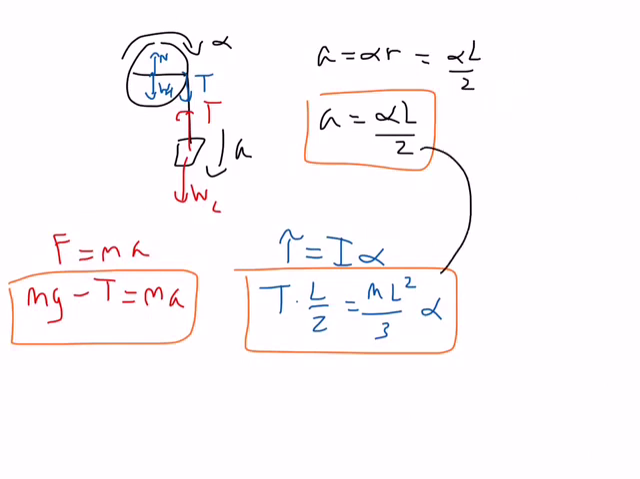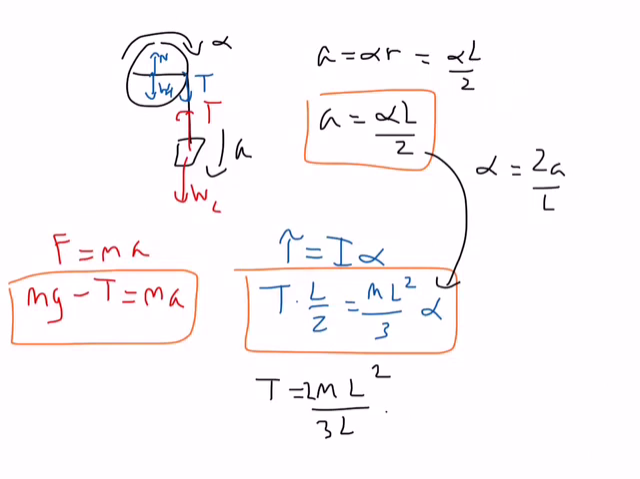So the first thing I'm going to do is substitute this in there. Or no, I did want to do it that way. Okay, so back where I was. So this is alpha equals 2a over L. So we're going to clean up this equation. So T equals ml squared over 2, over ml squared over 3L, times 2a over L. So the L's all cancel, and so we get 4ma over 3. So now we know what the tension is.